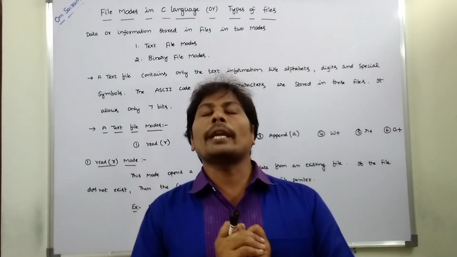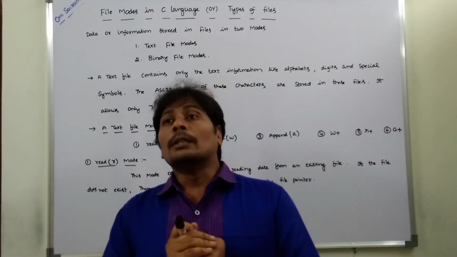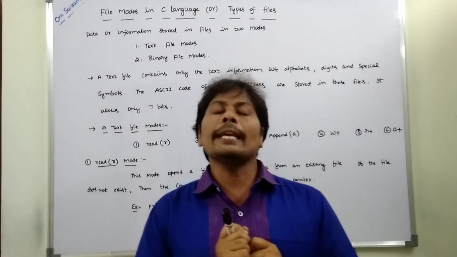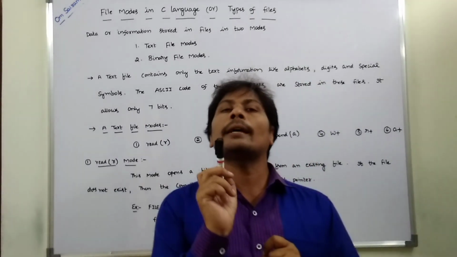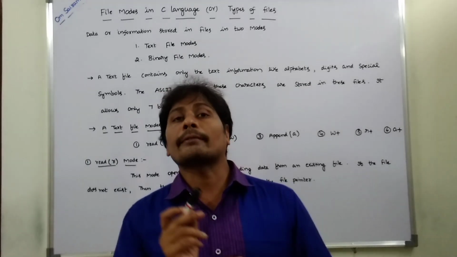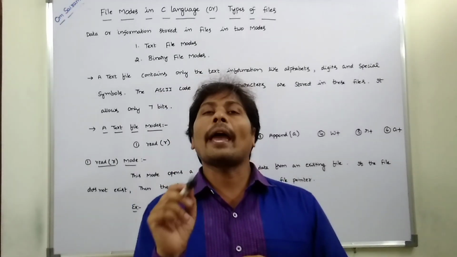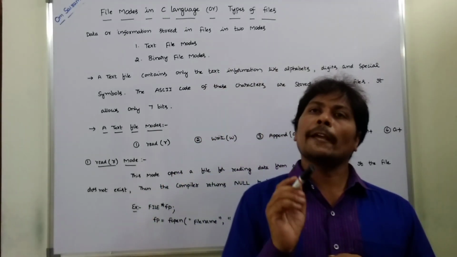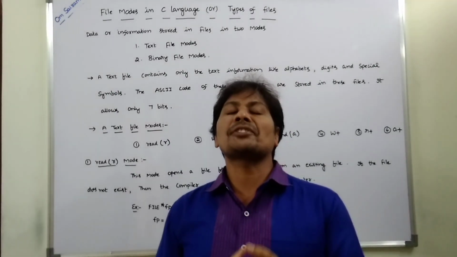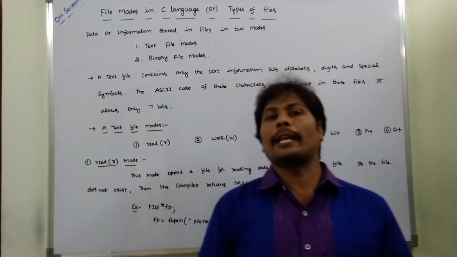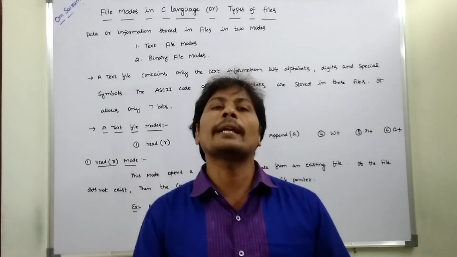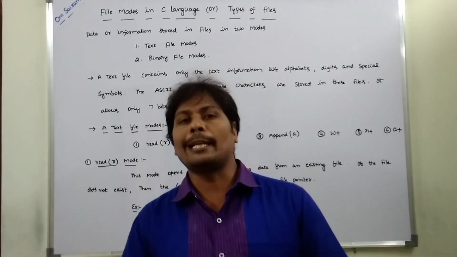First one is read mode. This read mode is used for reading the data from an existing file. If the file does not exist, the compiler returns a null value. Suppose the file already exists, then the data or information can be read from that file. If the file does not exist, then the compiler returns a null value to the file pointer.